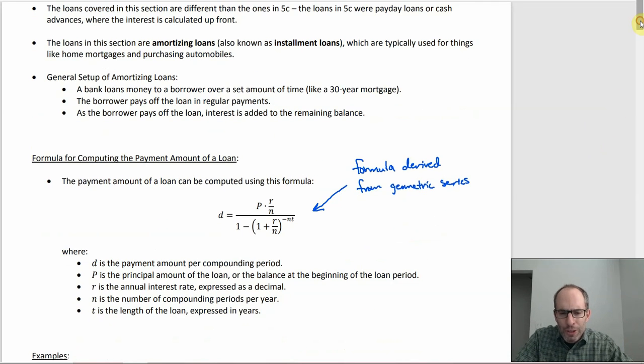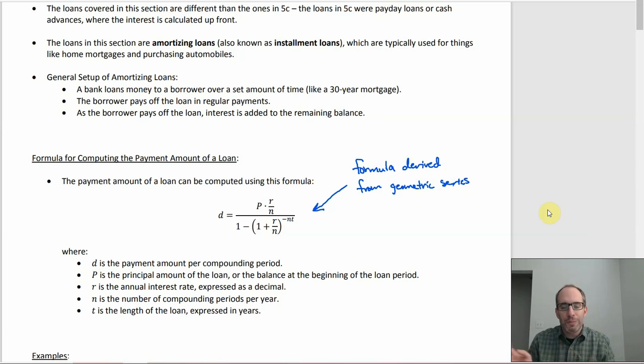But the Newton notes use different notation for this. I think they use a K instead of an N and that sort of thing. I tried to keep all the notation as consistent as I could from the last section to this one. So I stuck with P for the principal amount, which would be the balance at the very beginning before any payments have been made, right? So just the principal amount of the loan. R being the annual interest rate, N being the number of compounding periods per year, T being the length of the loan written in years rather than months or anything like that. So I tried to keep those all the same.